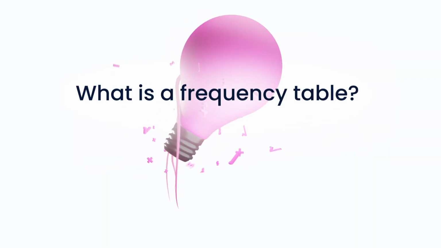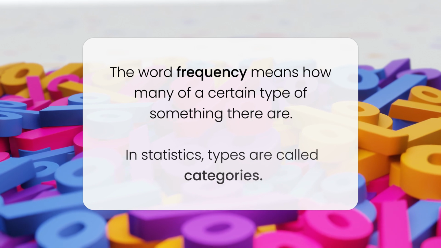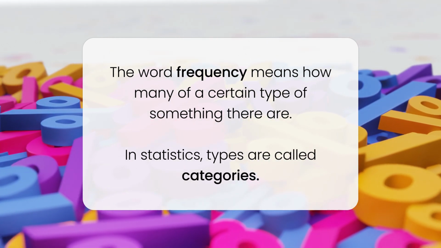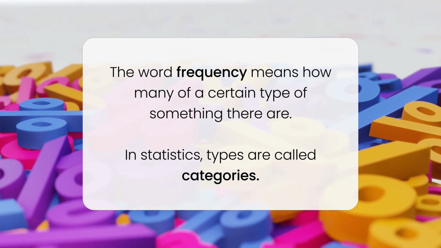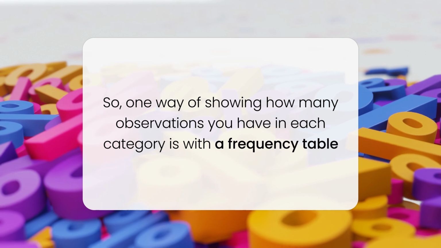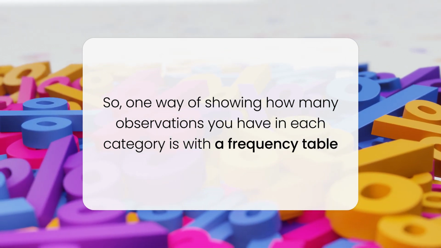What is a frequency table? The word frequency means how many of a certain type of something there are. In statistics, types are called categories. So, one way of showing how many observations you have in each category is with a frequency table.